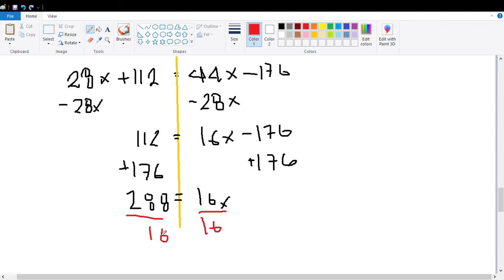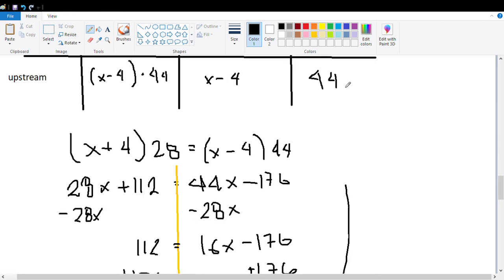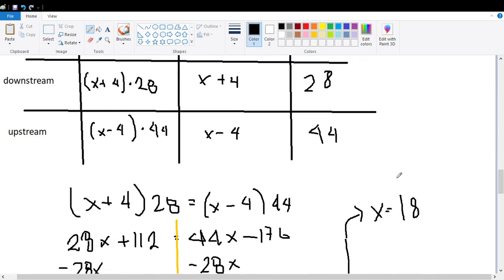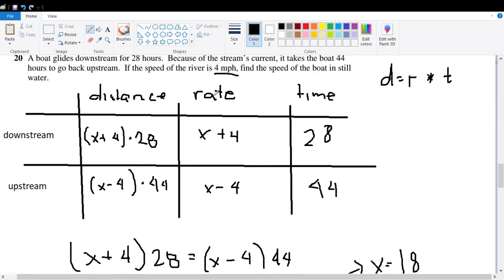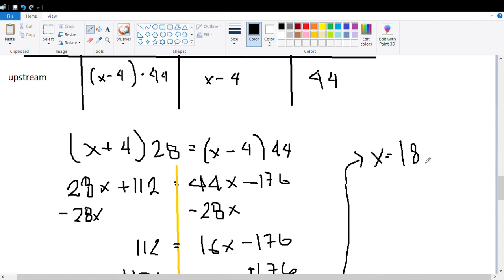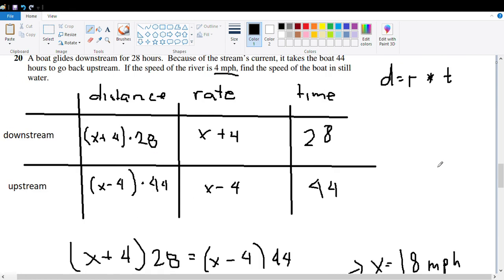And 288 divided by 16 is 18. Let me write it right here. x is equal to 18. But again, since this is a word problem, you need to tell what kind of 18 it is. In this case, we're talking about rate, and the rate is miles per hour, so that means x is equal to 18 miles per hour. And that's basically how you do number 20.